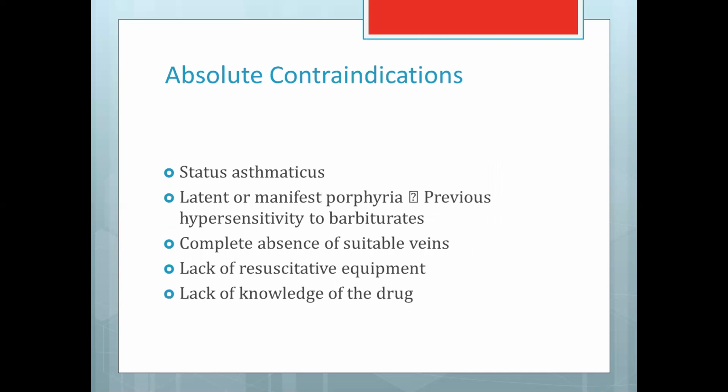What are the absolute contraindications of Thiopentone? Status asthmaticus. If you remember, we talked about bronchoconstriction, right? So would you want a patient to get bronchoconstriction if they're in status asthmaticus? No. So you never, ever administer Thiopentone to a patient that is in status asthmaticus. However, even in asthma, we try to avoid Thiopentone. Then latent or manifest porphyria, previous hypersensitivity to barbiturates, complete absence of suitable veins, lack of resuscitative equipment, and lack of knowledge of the drug. So if you do not know the drug, the indications, contraindications, and the dosage, do not use the drug.